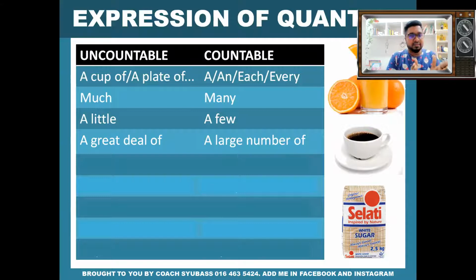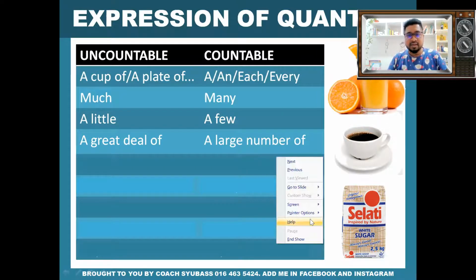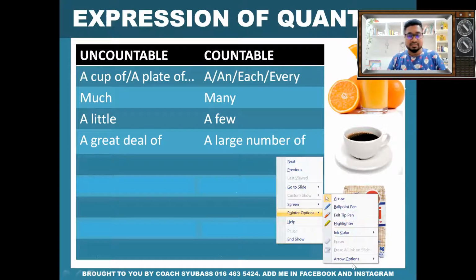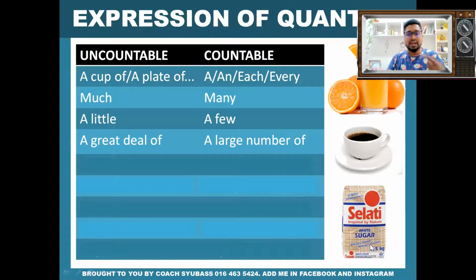A great deal of is supposed to be uncountable. A large number of countable. A large number, whenever they use the word number, maksudnya dia boleh kira. So bilangan, bilang, boleh bilang. A large number of. A great deal of, tak boleh kira. Tapi dua-dua maksudnya ialah banyak.